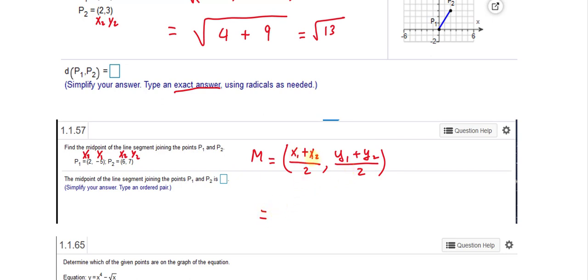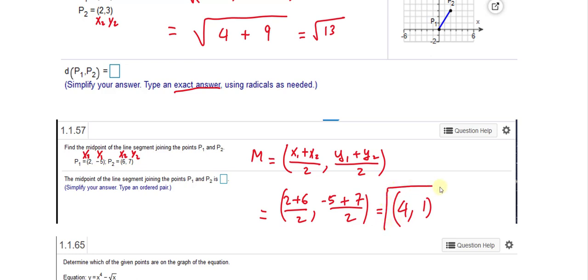So for x, 2 plus 6, and then divide by 2. For the y, we add y1, which is minus 5, plus y2, which is 7, and then divide by 2. Now 2 plus 6 is 8, 8 divided by 2 is 4. 7 minus 5 is 2, 2 divided by 2 is 1. So the midpoint is 4 for x, 1 for y.